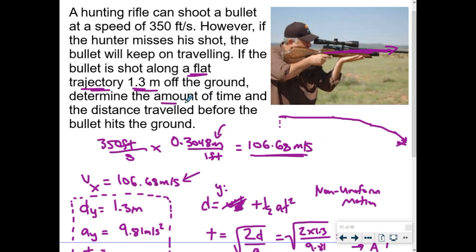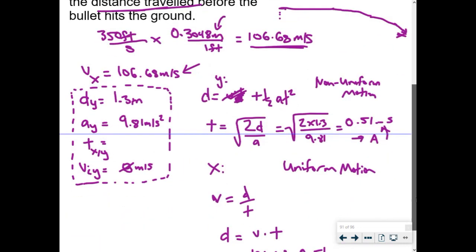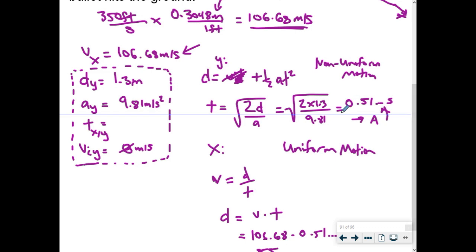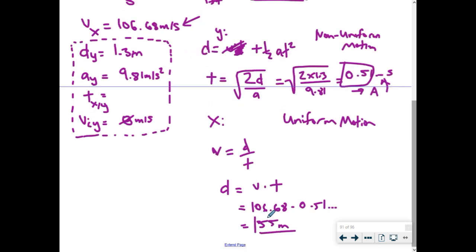So we were asked to find the amount of time and the distance traveled before the bullet hits the ground, which we now have. It is 0.51 seconds, and we traveled 55 meters. And we only get 2 sig digs, it looks like. So as always, if that made sense to you, that's fantastic. If not, this is where you ask me for help. I'm in the classroom. Ask me to help out on this one.